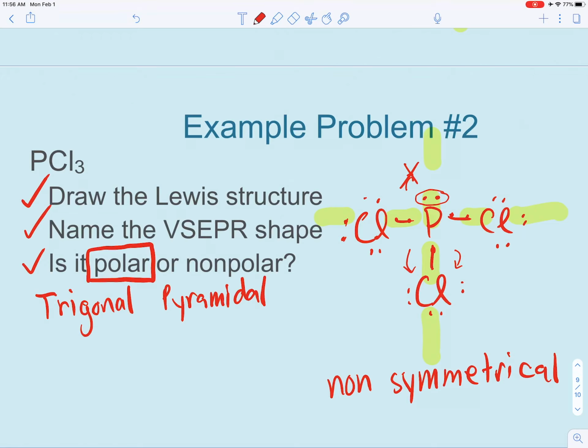right? So we can see that it's not being pulled equally in all four directions, right? At the top, there's no chlorine up here to pull on these electrons, and because more of the pull is happening towards the bottom of our structure in a non-symmetrical way, it is an unequal sharing or a polar substance.